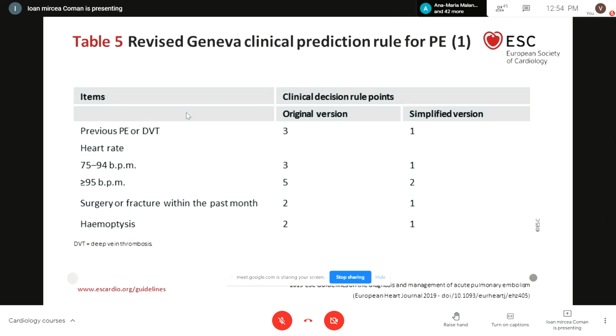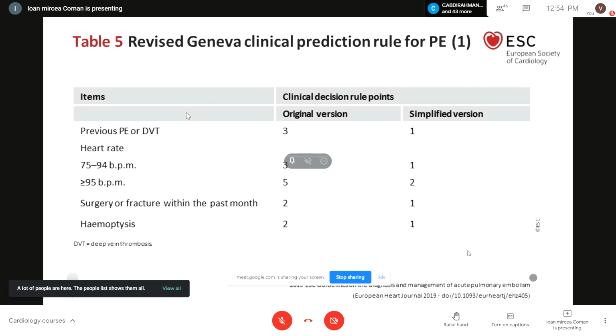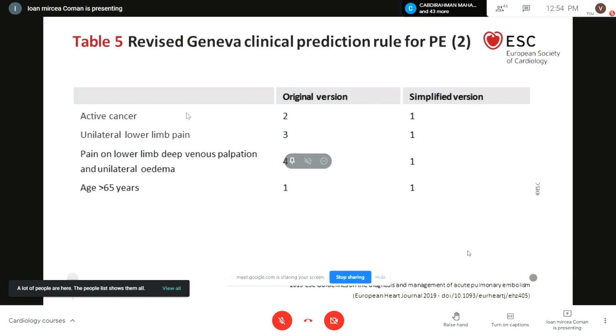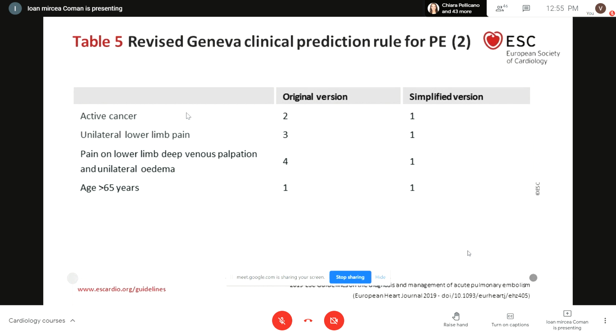Suspicion of pulmonary embolism. So as you see: previous pulmonary embolism or deep vein thrombosis, tachycardia, surgery or fracture in the past month, hemoptysis, active cancer, unilateral lower limb pain or edema, and also age more than 65. These are the revised Geneva clinical prediction rules.